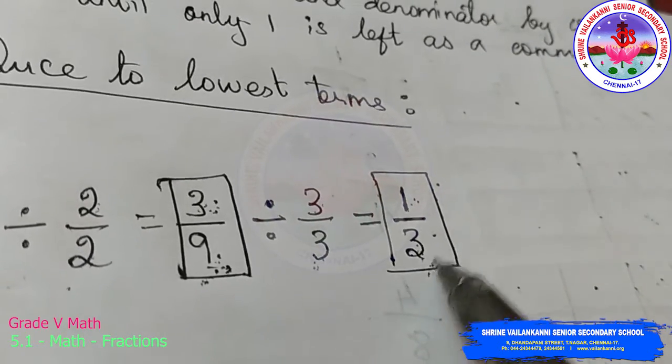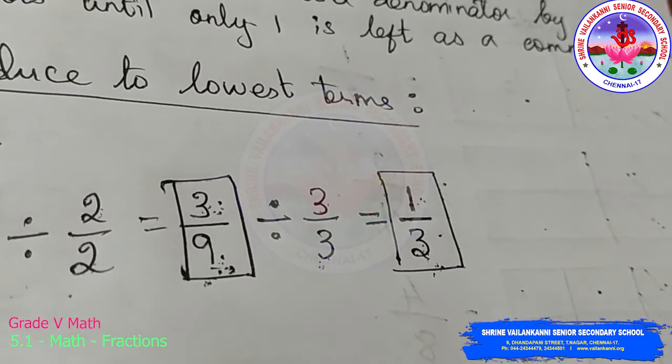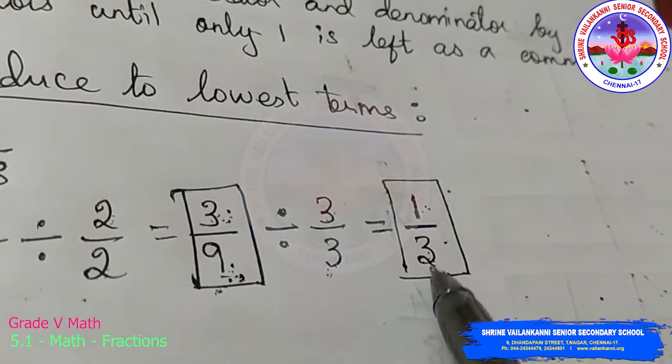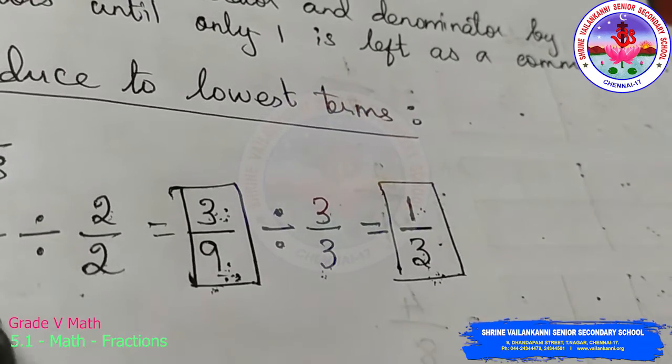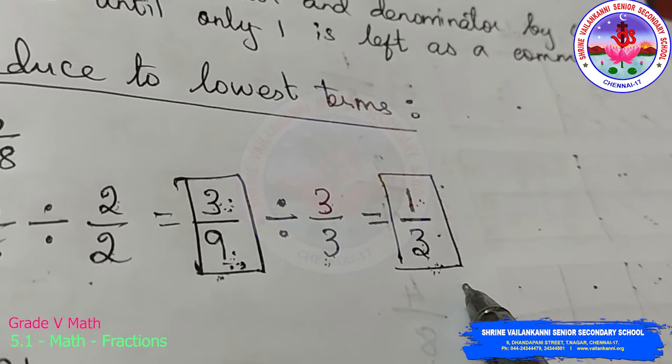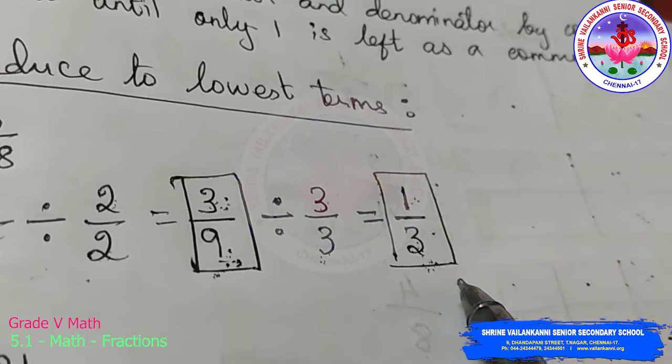Okay, so this 6 by 18 has been made to the lowest term, 1 by 3. This is how you have to make the given fraction into the lowest term.